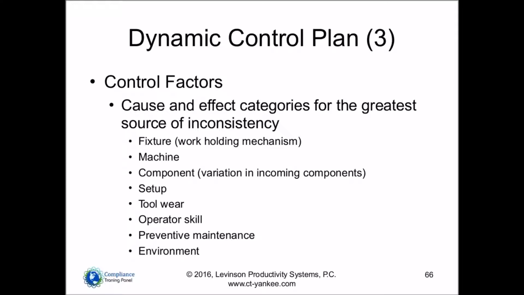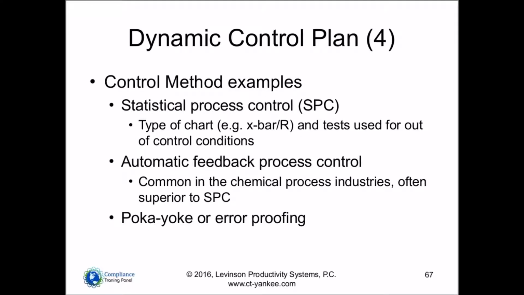And the concept is very similar to that of the cause and effect diagram. The traditional cause and effect diagram lists 6 factors that can be the source of your problem that you're trying to solve. This one lists 8 potential sources for inconsistency in manufacturing, contributors to problems.